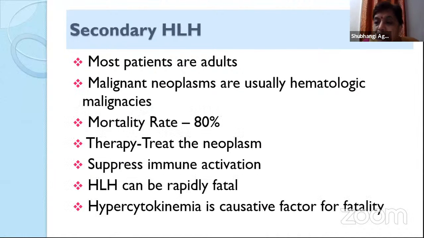Secondary HLH is commonly seen in adults, and the malignant neoplasms are usually hematological malignancies, and the infections which cause HLH are usually viral infections. The mortality rate is usually 80%, and therapy is either to treat the neoplasm or infection and suppress immune activation by using steroids. HLH can be rapidly fatal, and for this fatality, hypercytokinemia is considered a positive factor recently.